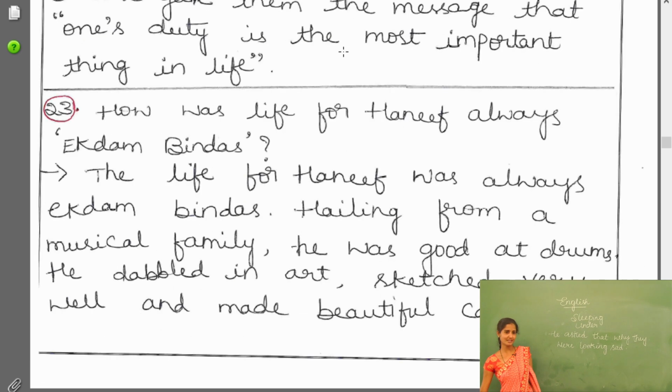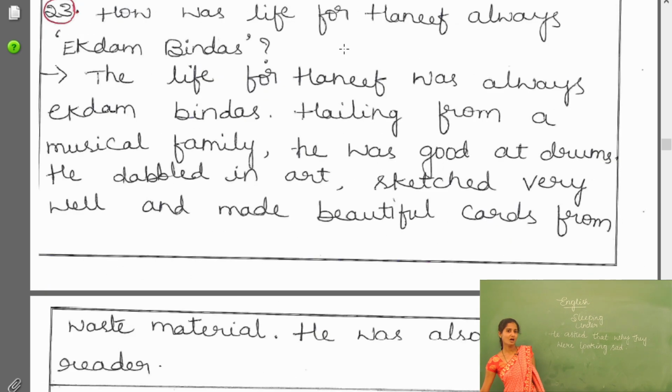The next, 23rd question is: how was life for Hanif always ekdam bindas? You have to notice one thing here. When you are asked to write the talents and skills of Hanif, the answer will be the same; only you have to write the talents and skills there. Here, the question is how was life for Hanif always ekdam bindas? Yes, of course, Hanif's life was always ekdam bindas.